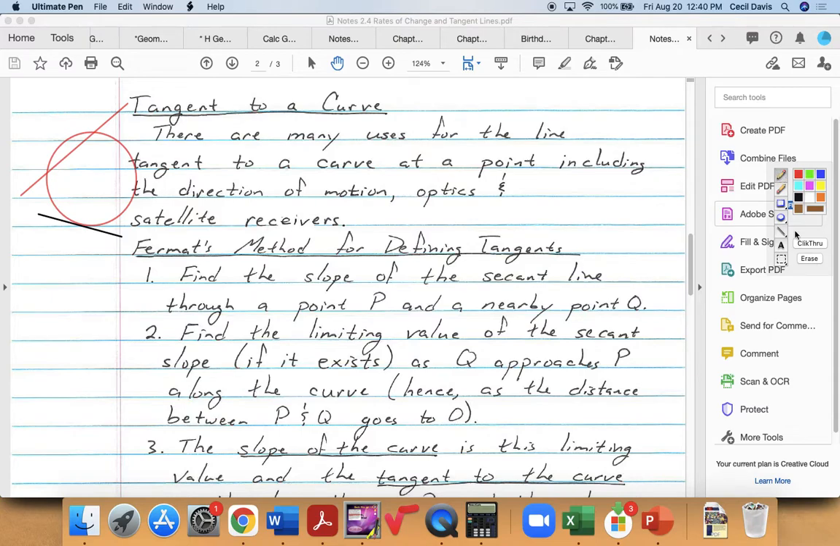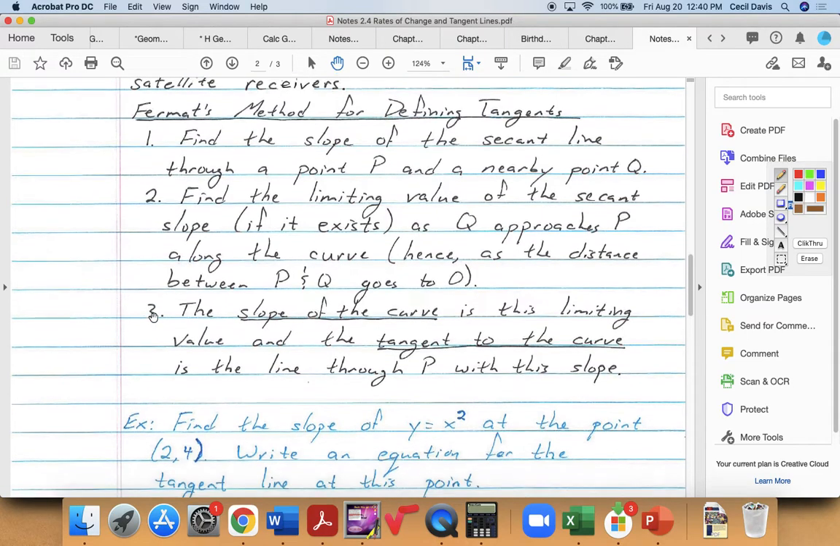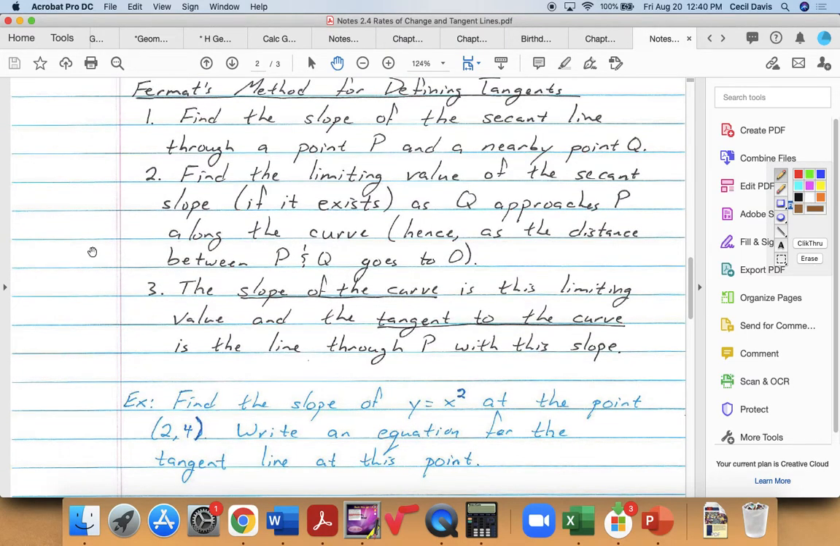So this is a genius sort of thing. There's a whole lot of uses for the line tangent to a curve at a point, including the direction of motion, optics, satellite receivers, all kinds of stuff like that. So we have what is called Fermat's method for defining tangents. Fermat was a mathematician. I want to say French, but I'm not certain of that. So I'll have to look that up.